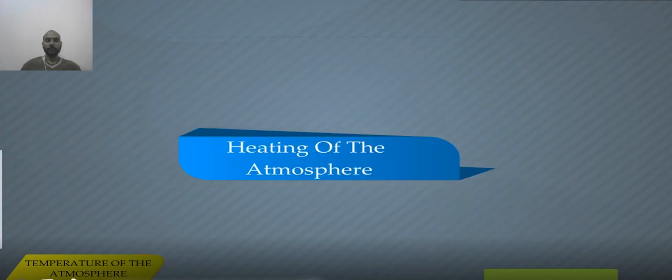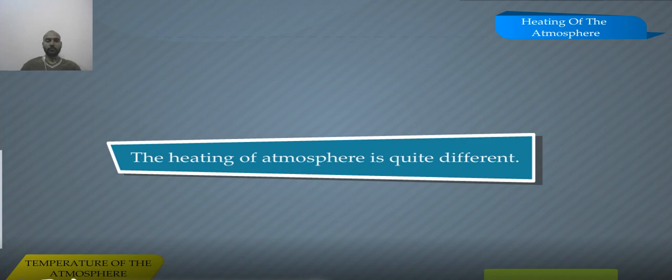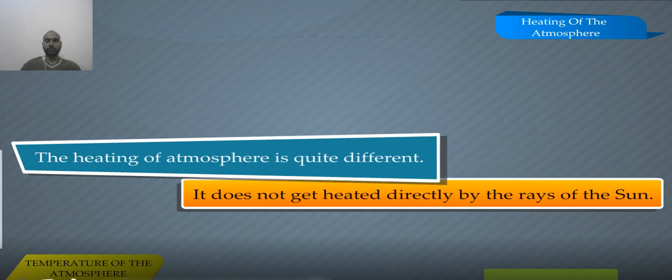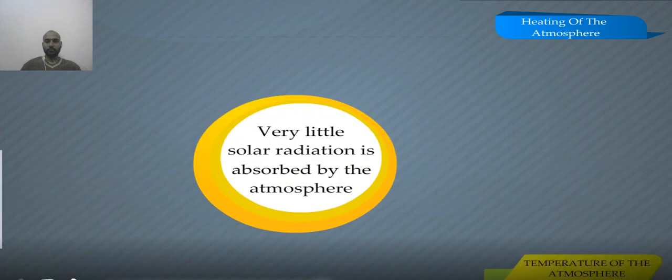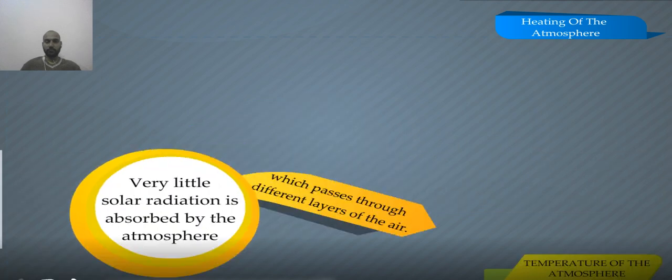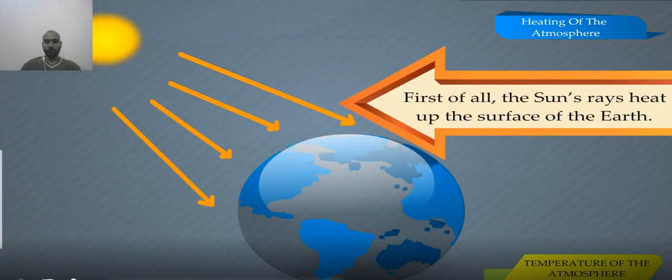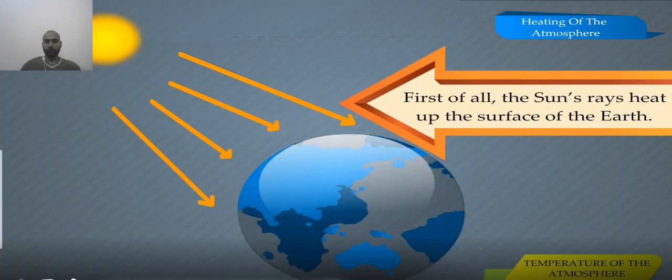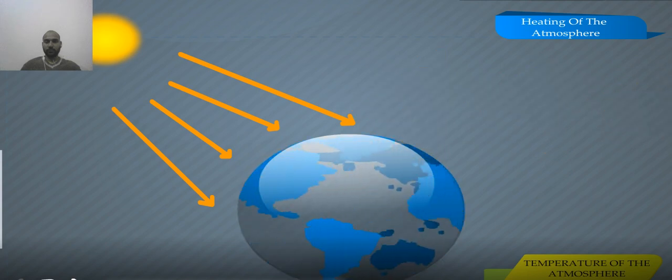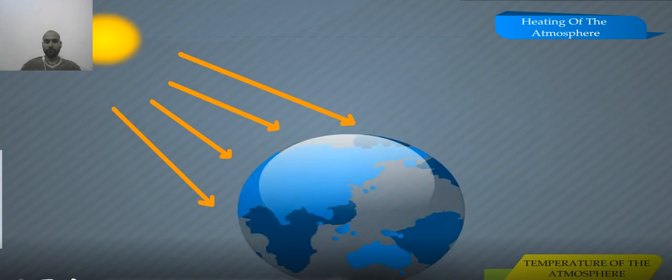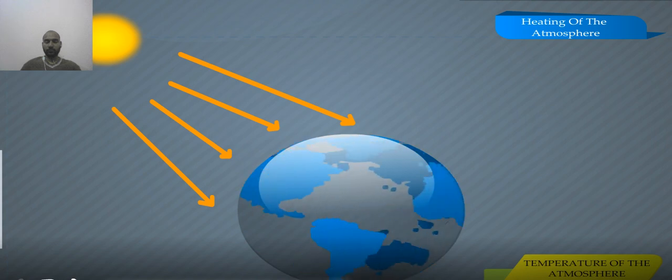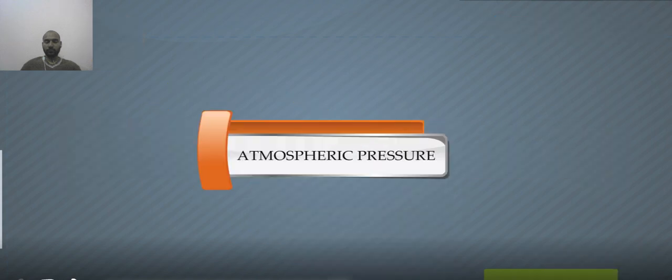Heating of the atmosphere. The heating of atmosphere is quite different. It does not get heated directly by the rays of the sun. Very little solar radiation is absorbed by the atmosphere, which passes through different layers of the air. First of all, the sun's rays heat up the surface of the earth. The contact of the air with the heated surface of the earth warms up the lower layers of the atmosphere. Atmospheric pressure.